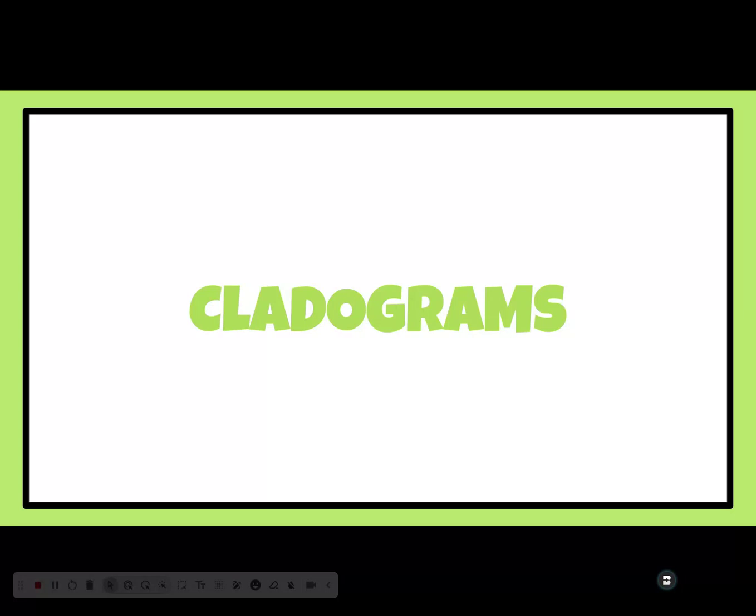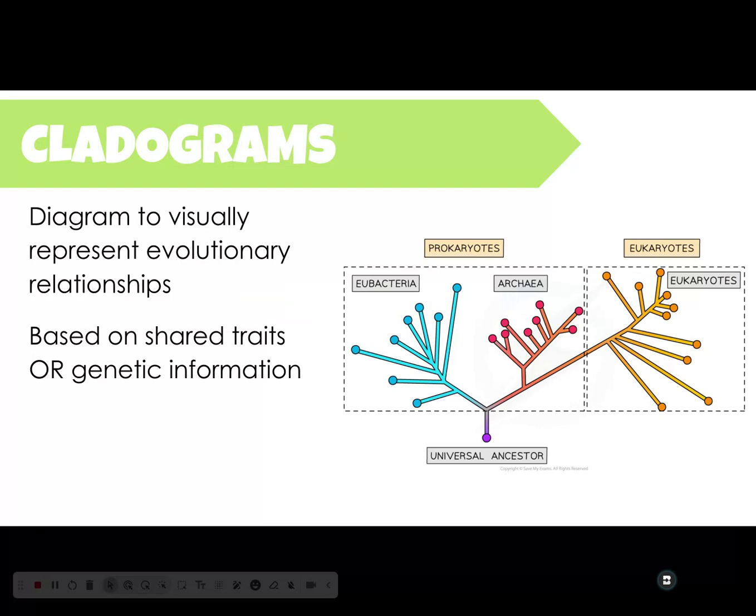Hey everyone, in this video lecture we're going to be learning about cladograms. So a cladogram is a diagram that we're going to use to visually represent the evolutionary relationships between different species or different taxonomic groups of organisms. You can think of it sort of like the tree of life, showing the branches of how different species evolved through time. And there's two ways that we can create these cladograms.